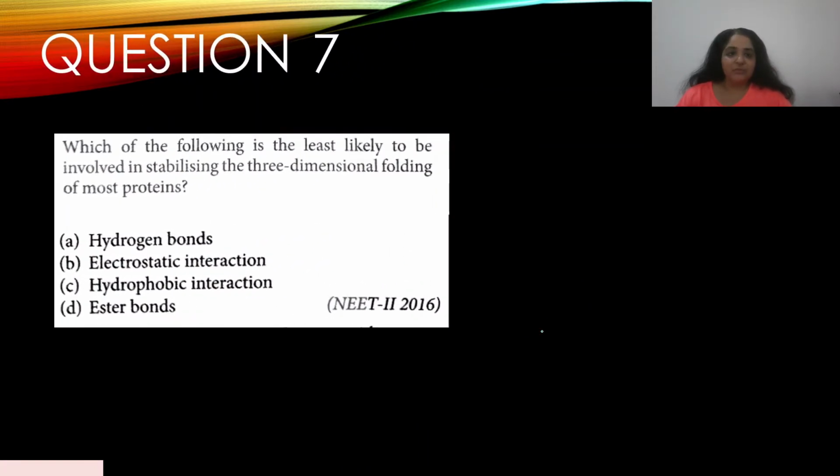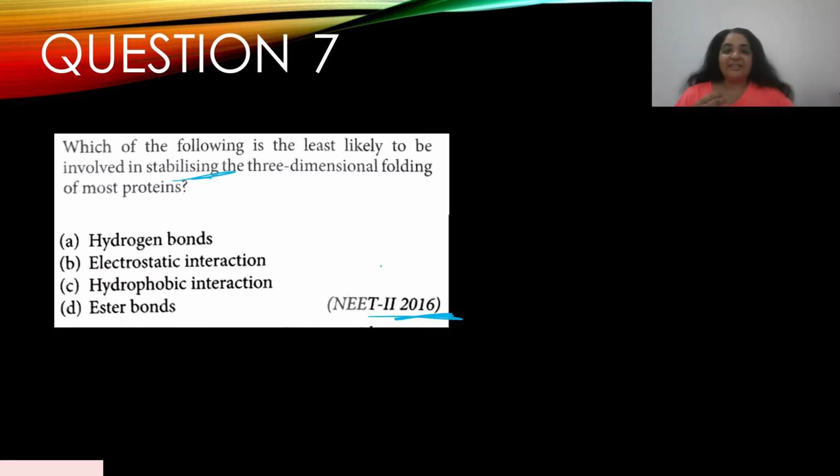Question number 7. Which of the following is the least likely to be involved in stabilizing the three-dimensional folding of most proteins? This appeared in NEET 2016. A. Hydrogen bonds, B. Electrostatic interaction, C. Hydrophobic interaction, D. Ester bonds. Like I previously mentioned, when you look at the tertiary structure, you'll find many bonds. The hydrophobic bonds, the hydrogen bonds, electrostatic interactions are also there. There are many bonds holding the protein together and of course stabilizing them, so they don't break off or get denatured. You need the protein structure to be stable. So of course there are many bonds present inside that protein.